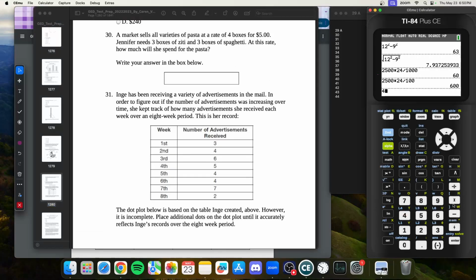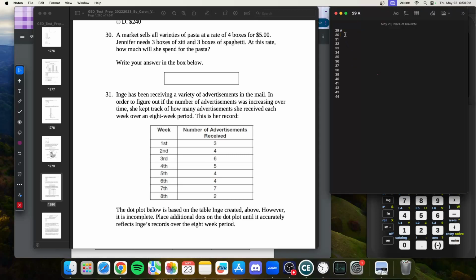So you can buy 4 boxes for $5. Okay, well then, that's $1.25 per box. You multiply that by 6. Answer: 7.5. That's a lot of pasta for $7.50.